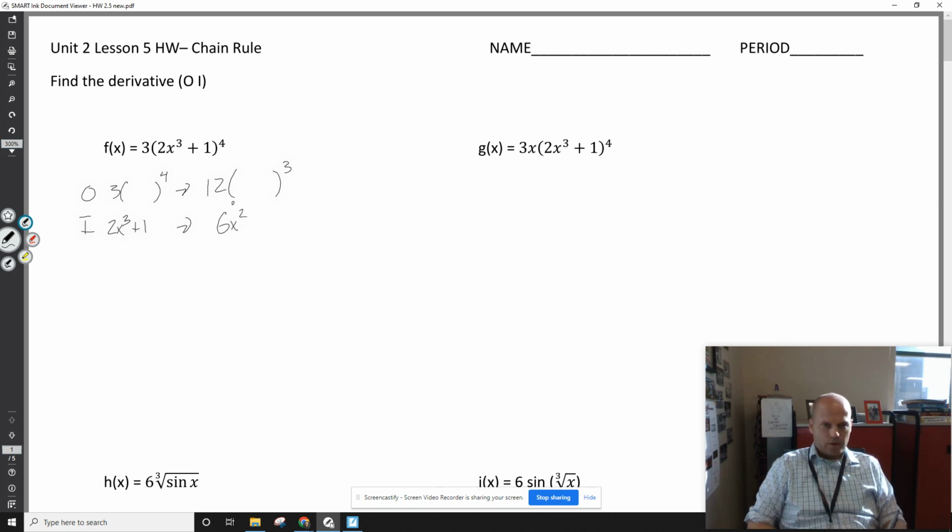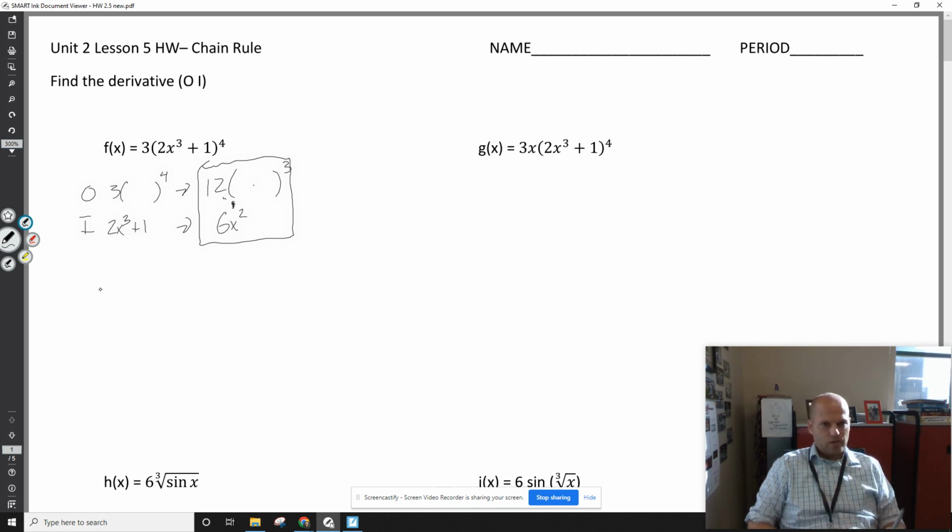And here's how it works. You take the derivative of the outside, the derivative of the inside. Outside's derivative, pretend like there's an x there. So like 3 stuff to the fourth, 12 stuff cubed. 2x cubed plus 1, 6x squared plus 0. These are the derivatives, product of the derivatives of the composed functions.